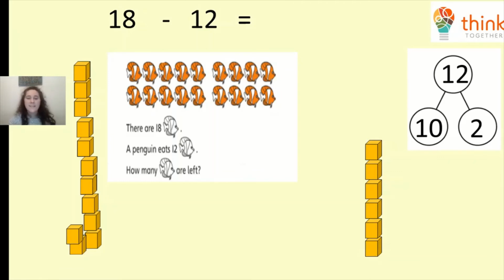Super. I can count what is left. Now remember, we're not counting these ones over here because we took them away. We are counting what is remaining. You ready? Can you count with me? 1, 2, 3, 4, 5, 6. Fantastic. So what is the answer? Brilliant. The answer is 6.